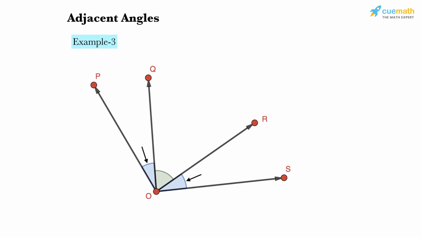But what about angle POQ and angle ROS? Are these adjacent angles? Well, they do share the same vertex O, but they have no common arm. So POQ and ROS are not adjacent angles.